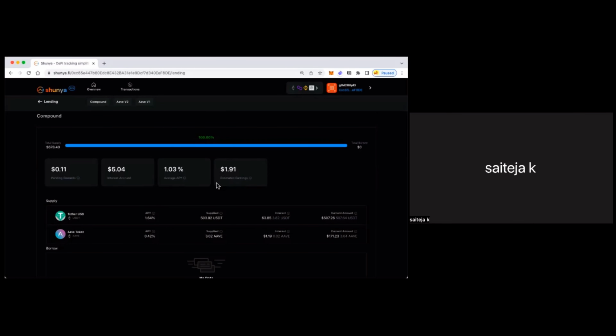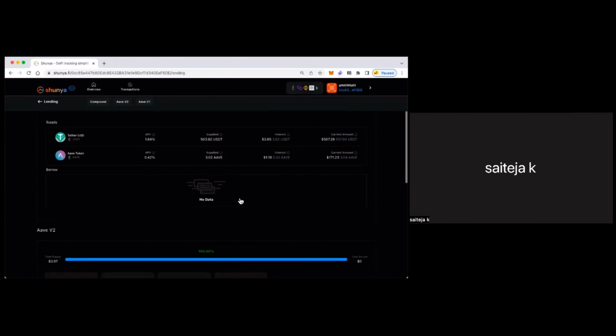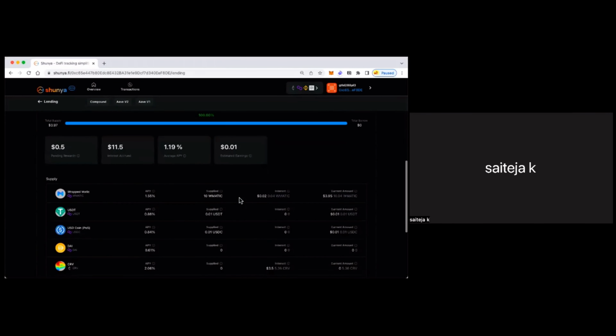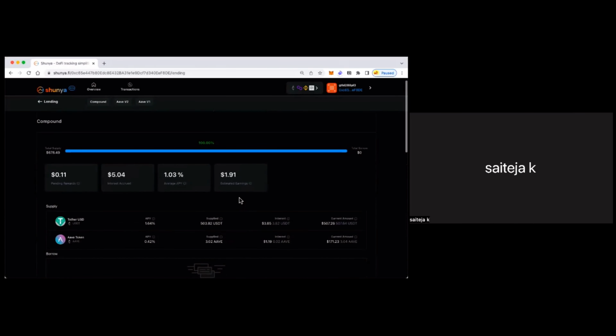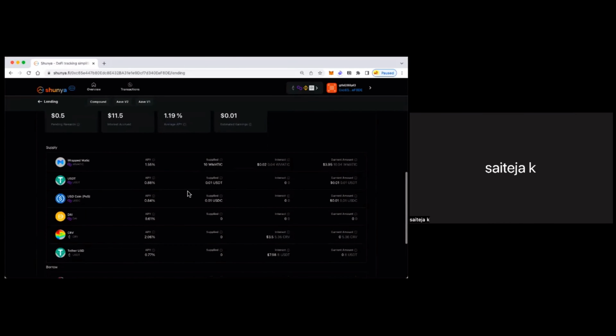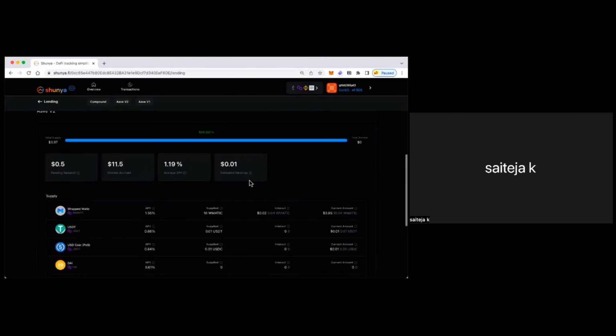And what would be your estimated rewards in the future. In the same way, we support Compound and Aave in the lending and borrowing part, and you can check out the Aave positions too across the four blockchains that we support, which include Ethereum, Polygon, BSC, and Arbitrum.